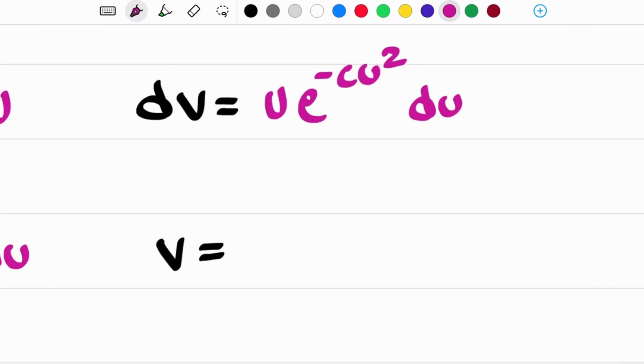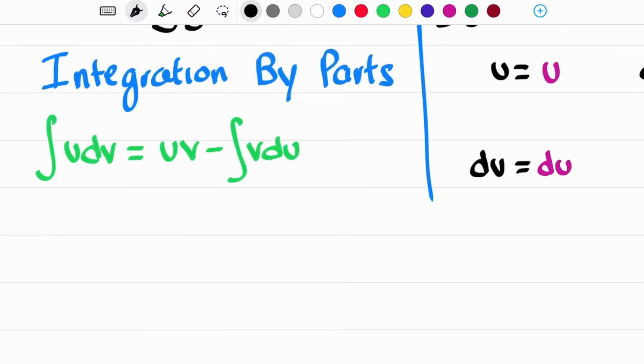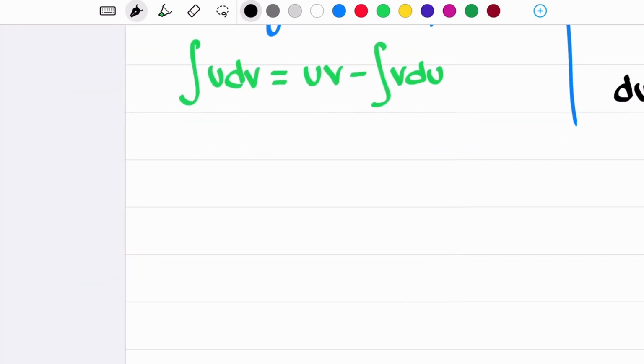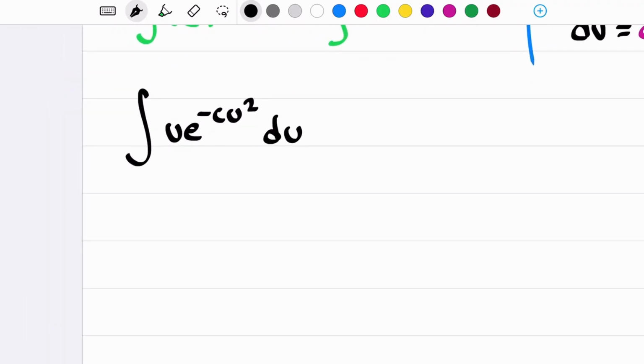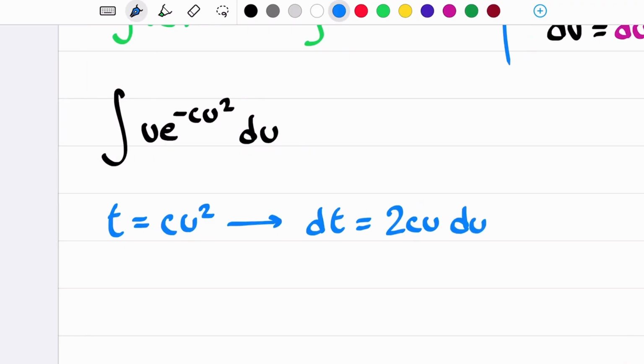And what is the integral of that? Well, why don't we write it out? So I can write it out over here. Integral of u e to the negative cu squared du. Well, we can let t equal cu squared. And so we can get from that, I'll actually write the substitution in blue just for consistency's sake. T equals cu squared. So dt equals 2cu du.